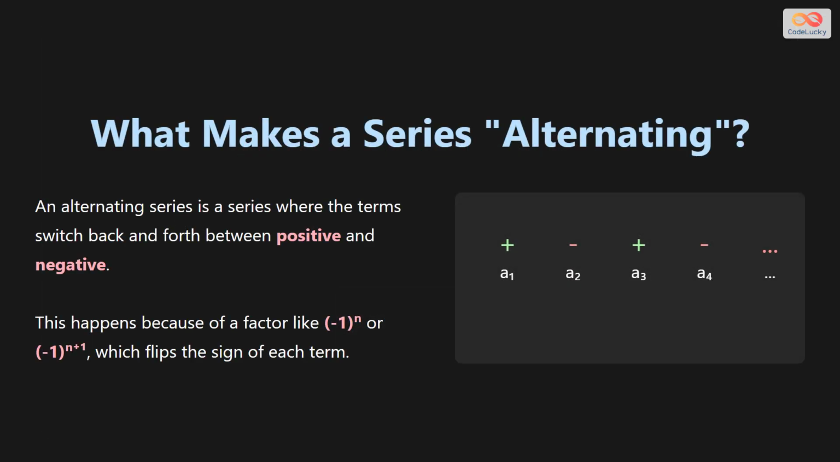So, what defines an alternating series? It's a series whose terms alternate in sign. This is caused by a component like (-1)^n or (-1)^(n+1). As n increases, this factor flips the sign of each new term, creating a sequence of additions and subtractions.